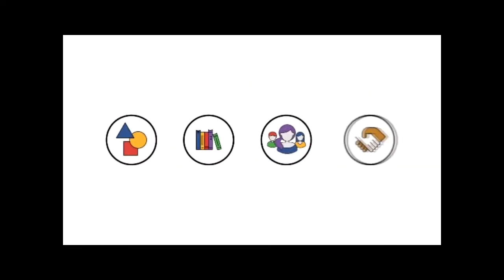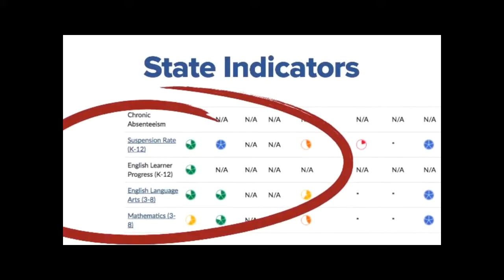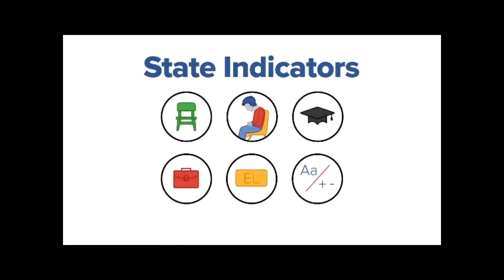For each of these local indicators, the district will assess their progress using the assessments met, not met, or not met for two or more years. The following indicators are measured by the state of California and spotlight the performance of schools and school districts.